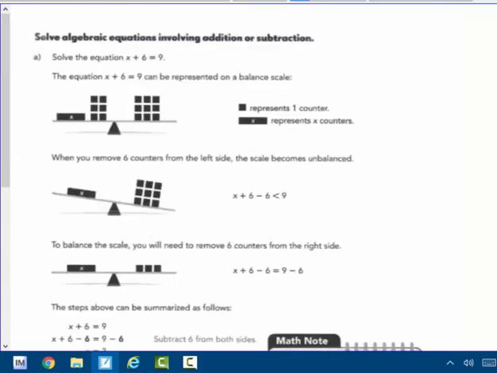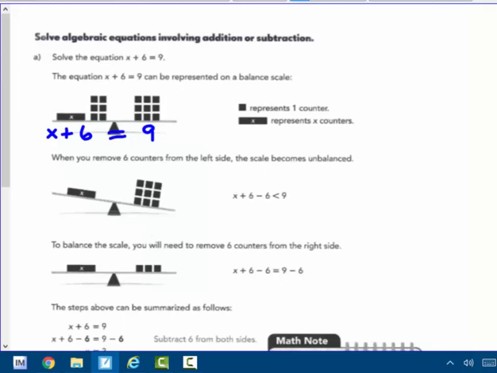Solving algebraic equations involving addition or subtraction. So solve the equation x plus 6 equals 9. So here's a model of it. Here's my x plus 6 in the left member. Here's my 9 in the right member. The fulcrum's like the equal balance idea. So there's the balance scale.